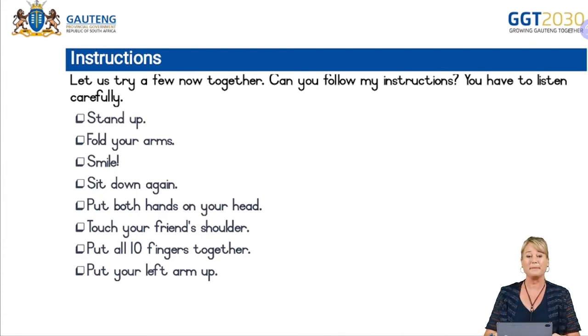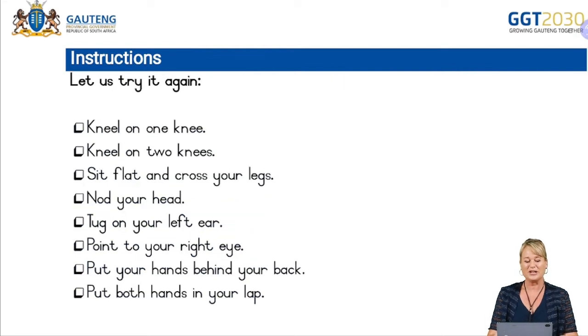Put your left arm up. That would be your left. Very good. Let us try some other instructions together. Now you are going to kneel on one knee. Can you kneel on one knee? That is how somebody proposes to somebody else. You're on one knee. Now, can you kneel on two knees? You're on both your knees now. Very good.